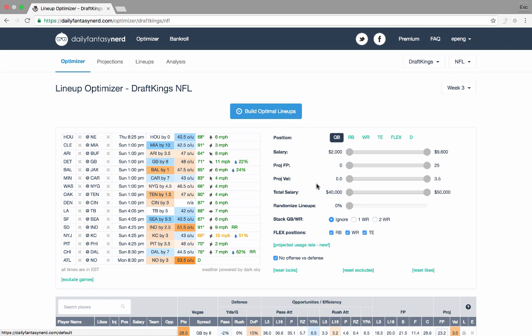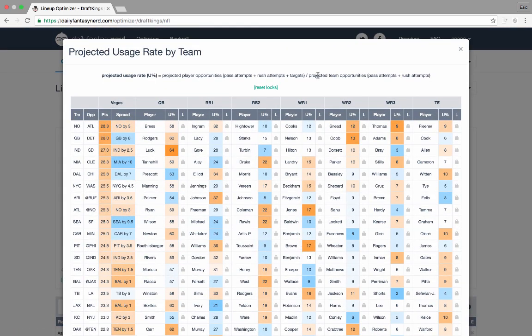So you can find the new feature right here at the projected usage rate link. And if you click on that, it'll bring up a pop-up with a table of usage rates. And before I dive into the table here, I'm going to first define how I came up with our usage rate definition.